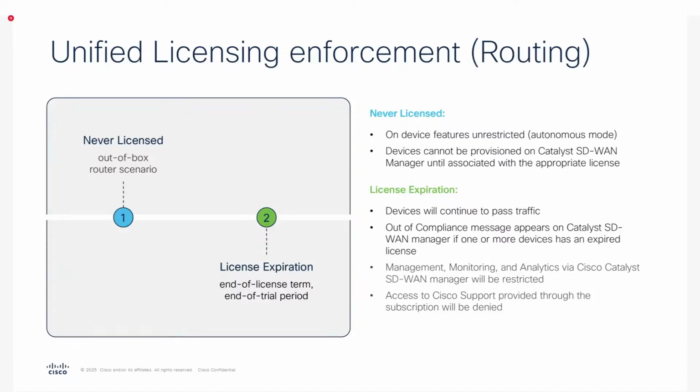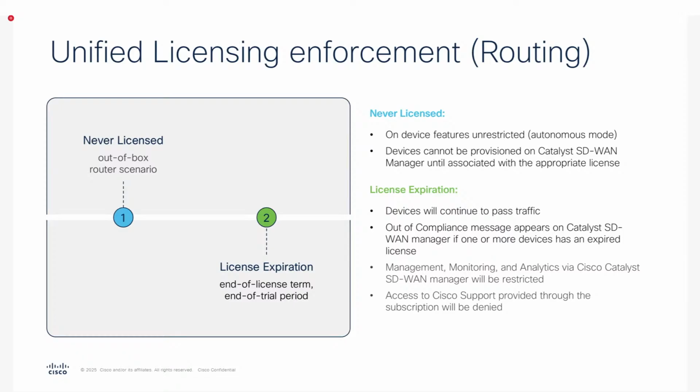And licensing enforcement for routing follows suit with what we've done for switching, right? The devices have, if you want to manage it in autonomous mode, your full features and you're unrestricted. If you're trying to manage it in the cloud or on-prem SD-WAN manager, until you get the appropriate license, you can't provision them there.